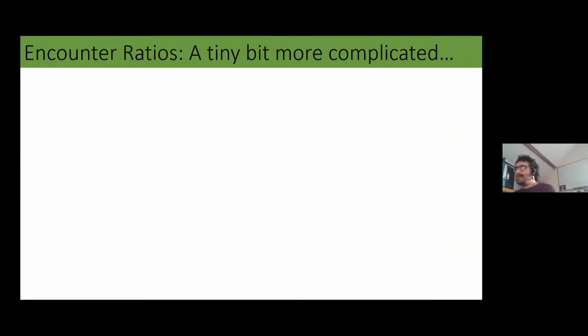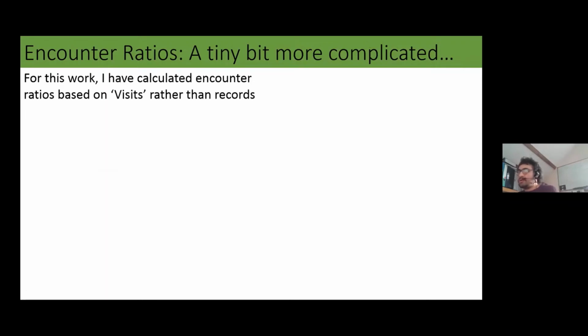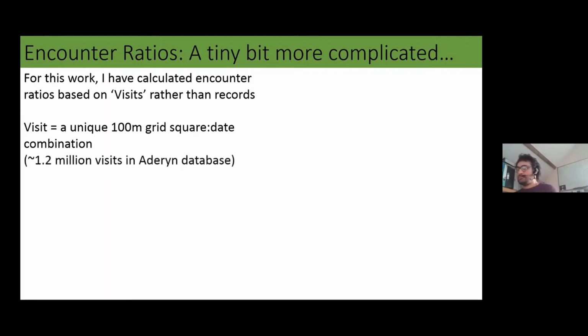Now, it's a tiny bit more complicated than that, and I'm just putting this in for the sake of completeness. But for this work, I've calculated encounter ratios based on visits rather than records, where a visit is a unique 100-meter grid square date combination. It's a unique occurrence from where we got a list of records. It could have been one record or several from a grid square on a date. And there's just over 1 million visits in the Adairn database.